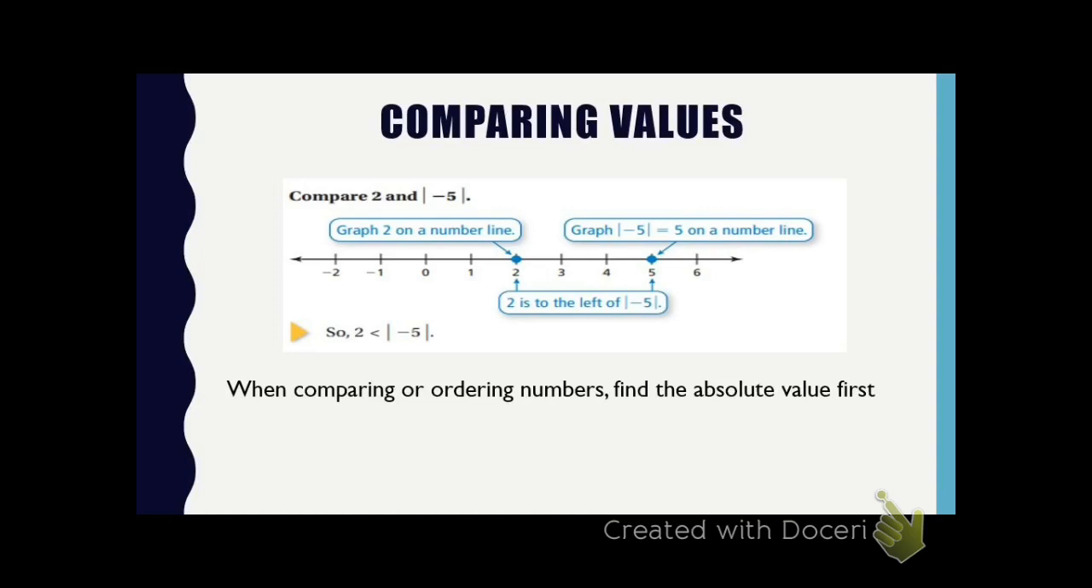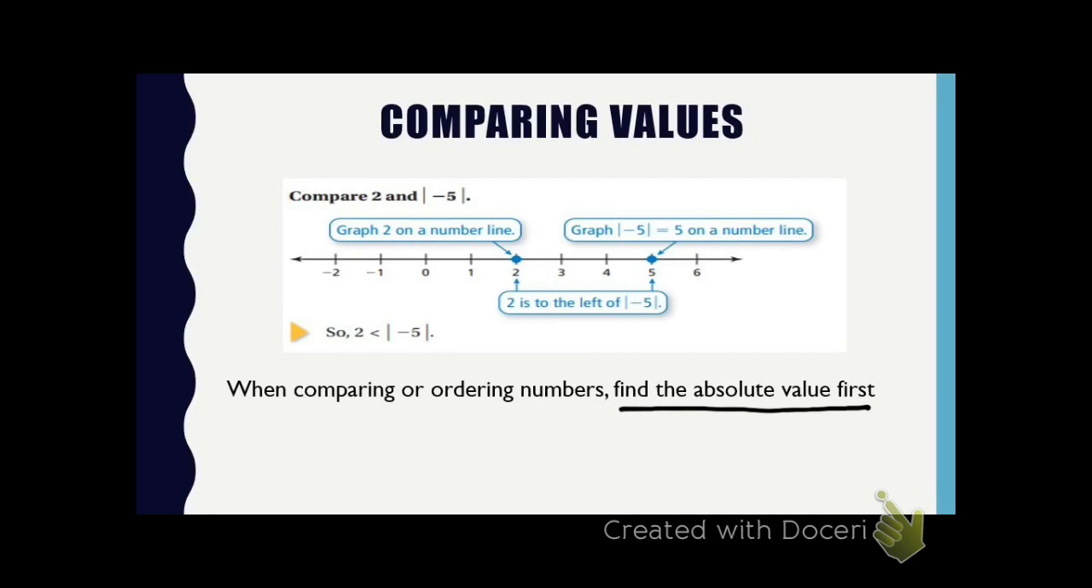All right, let's look at comparing. What if they asked me to compare the whole number 2 and the absolute value of -5. When they ask you to do that, you need to find the answer to the absolute value before you graph it. All right, so when comparing or ordering numbers, always find the absolute value first, always.